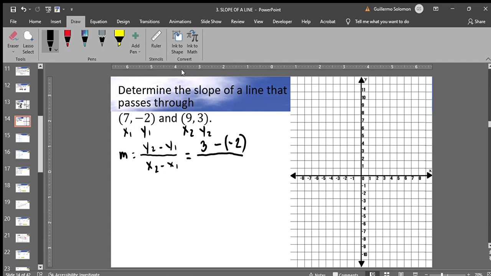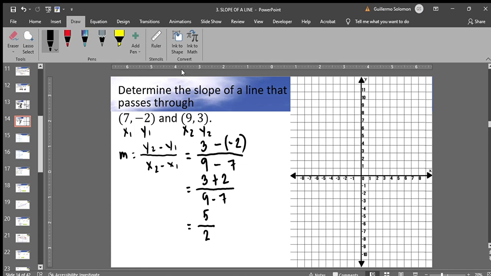Okay, next, x sub 2. Our x sub 2 is 9 minus our x sub 1, which is 7. Okay, next, let us remove all the parentheses. Since it is minus followed by a negative, apply the rule of subtraction of integers, it will become 3 plus 2. Okay, next, 9 minus 7. So 3 plus 2, that is 5, and 9 minus 7, that is 2.